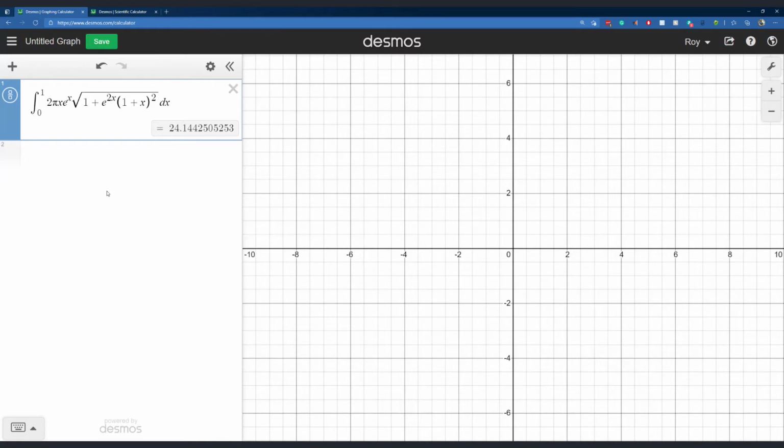All right, so I hope this is a good reminder of numerical approximation techniques using Simpson's rule, and also how to find the surface area of a revolved volume.